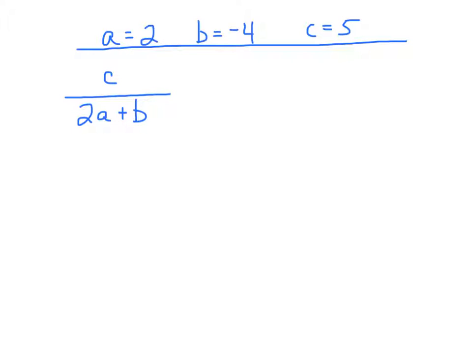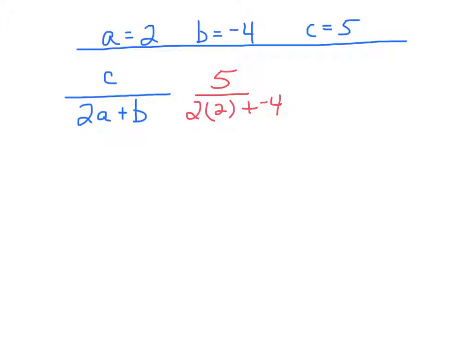Here, I have another set of variables up at the top, and you can see what each of the variables is equal to. And then I have an expression, c over 2a plus b. I want to go through and put in the values. So if I put in the values, it says that c is equal to 5. 2a is equal to 2, so I have 2 times 2. And then it says I want to add a -4.